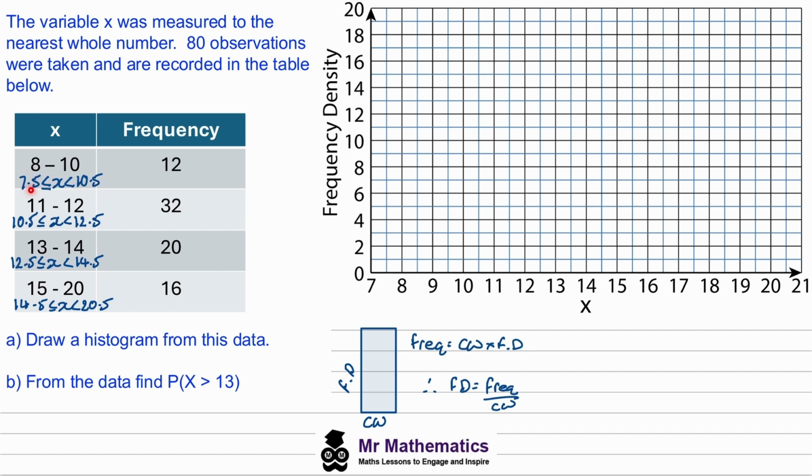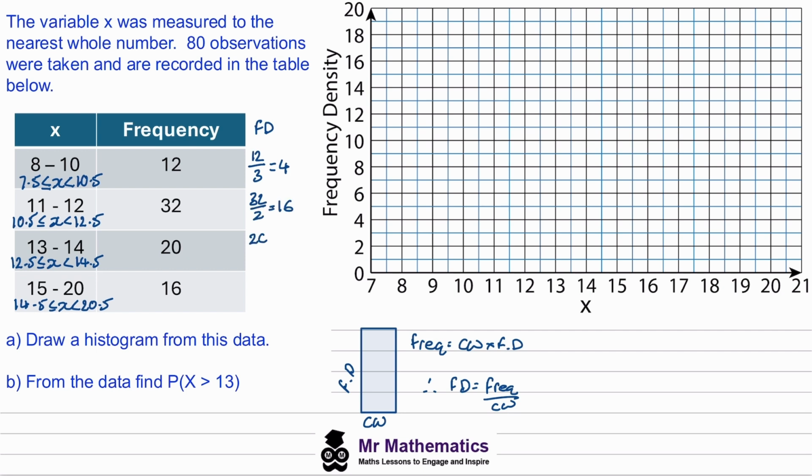So you can see then that our class width isn't the 10 take away 8, it's 10.5 take away 7.5. So our frequency density would be the frequency of 12 divided by the class width of the difference between the upper and lower. So 12 divided by 3. And this will give us 4. And then we'll have 32 divided by the difference between 12.5 and 10.5. So 32 divided by 2. This will give us 16.